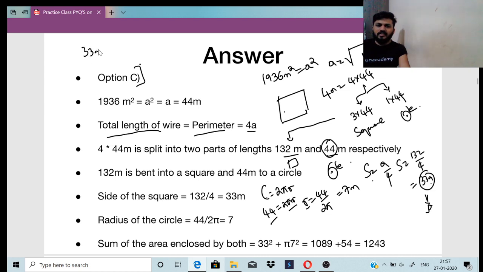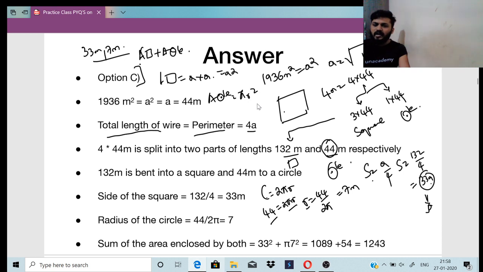It is 33 meter and 7 meter. Now let us do the sum of their areas. That is area of square plus area of circle. So what is area of square? It is A into A, A square. And area of circle क्या है? It is pi r square, right?